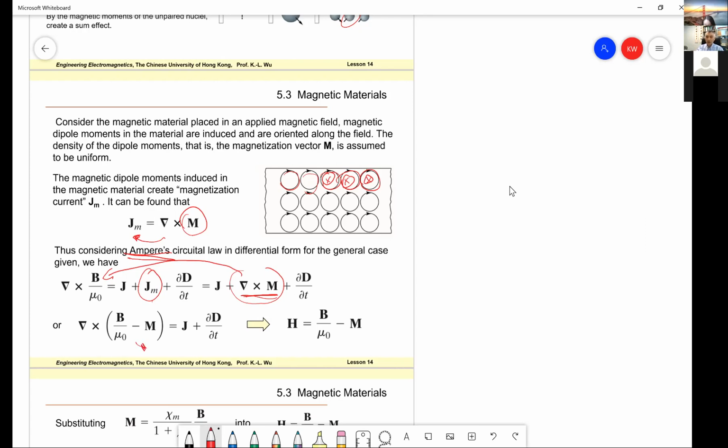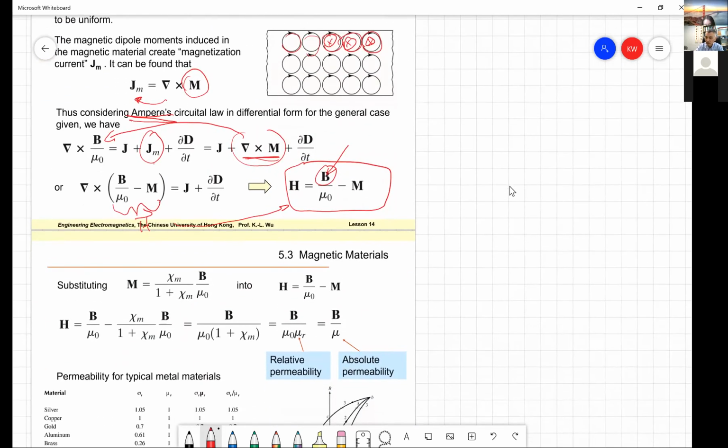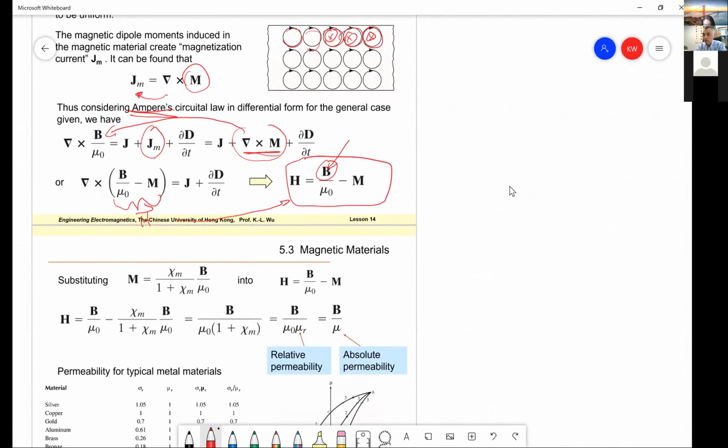The reason I move it toward the left is so that I can define this as a new H. This H is the total H, and the original B is the B in free space, but this H is not in free space. This H is inside the material.